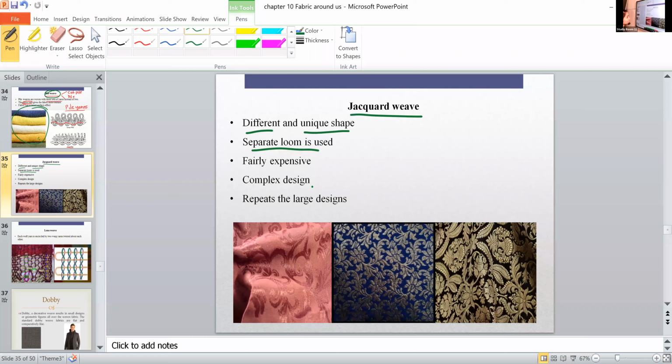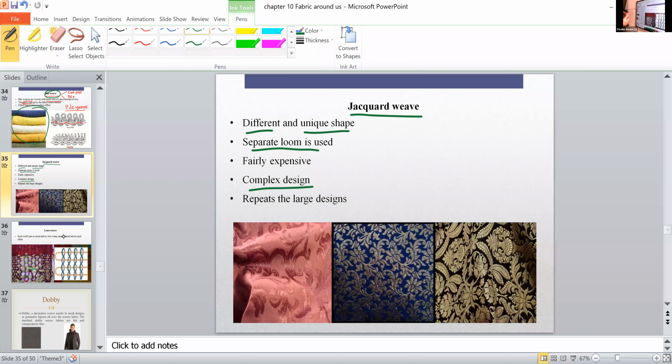We can include detailed images of flowers, objects and all the details. Very fine details can be included in this weaving. That is called jacquard weave. It's a very complex weave, very difficult to weave. So that's why a separate loom is used. The complex or unique designs can be easily prepared by using the special loom. The large designs, the repeats, it helps to repeat the large designs in a proper manner. That is jacquard weave.